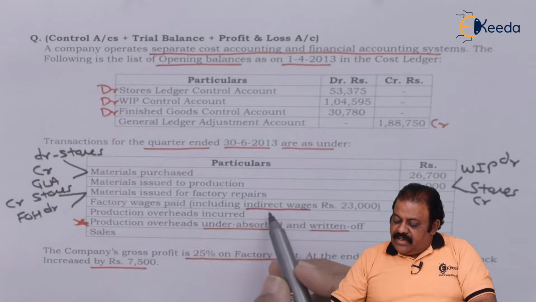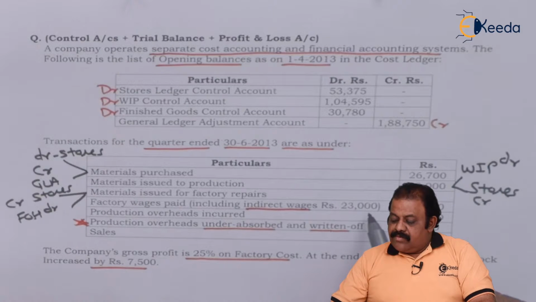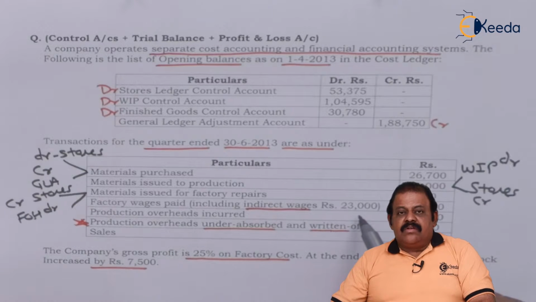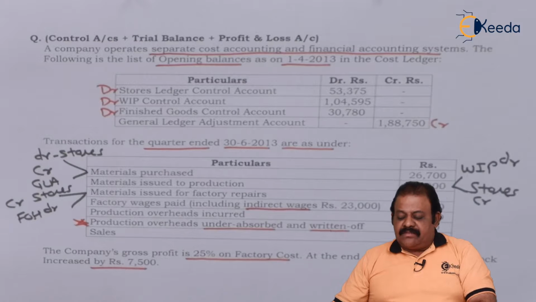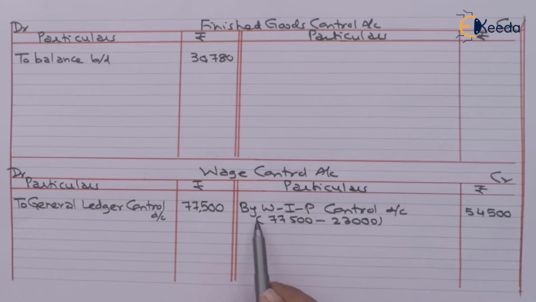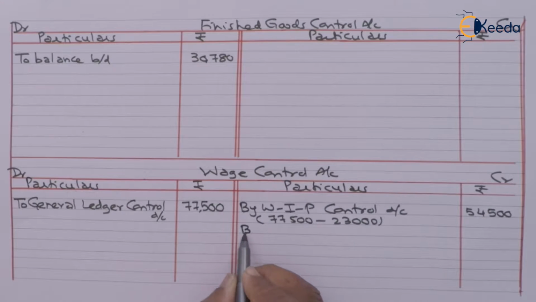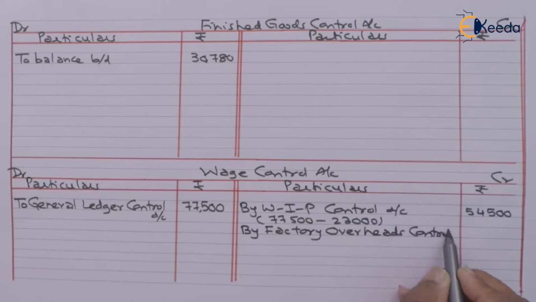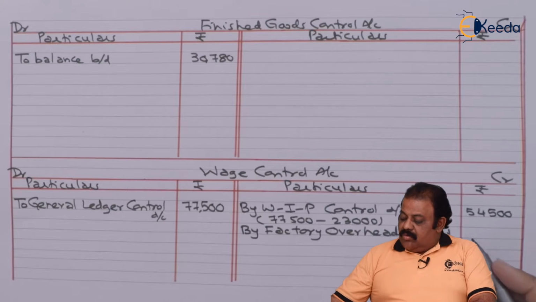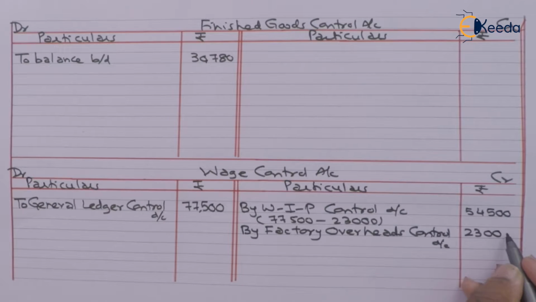Factory wages paid includes indirect wages 23,000. So from 77,500, if we deduct 23,000, we get direct wages, and the 23,000 is indirect wages, which will be treated as factory overheads. Wage control account on credit side by work in progress control account, that is the amount of direct wages, total wages 77,500 minus indirect wages 23,000. By factory overheads control account 23,000. This is for indirect wages.